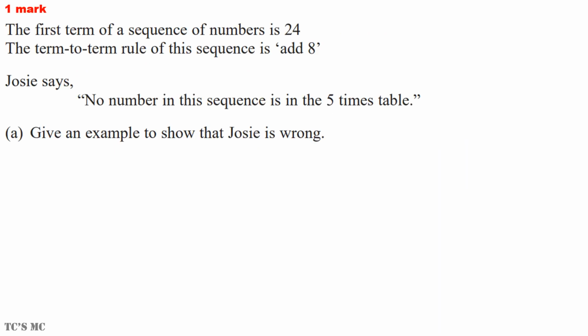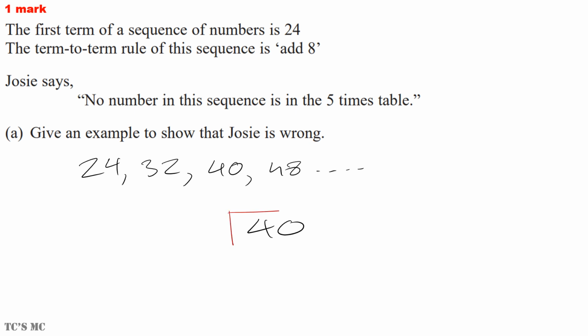The first term of a sequence of numbers is 24. The term-to-term rule of this sequence is add 8. Josie says, no number in this sequence is in the 5 times table. Give an example to show that Josie is wrong. Let's start with 24. We're going to add on 8, 32, keep on adding 8, 40, 48, and so on. You should notice that 40 is an example of a number in the 5 times table, and that is all you need to write for 1 mark.